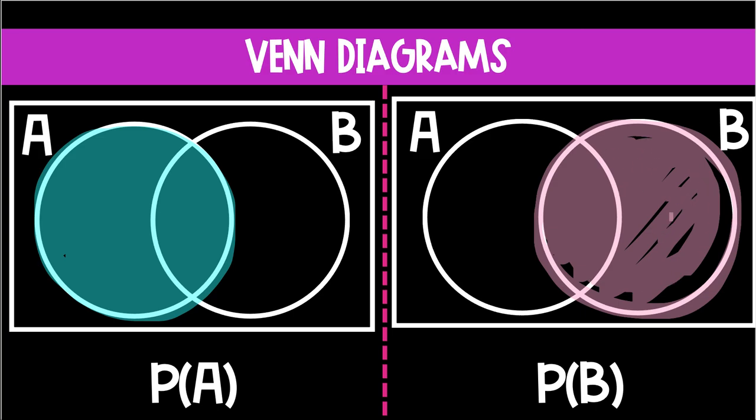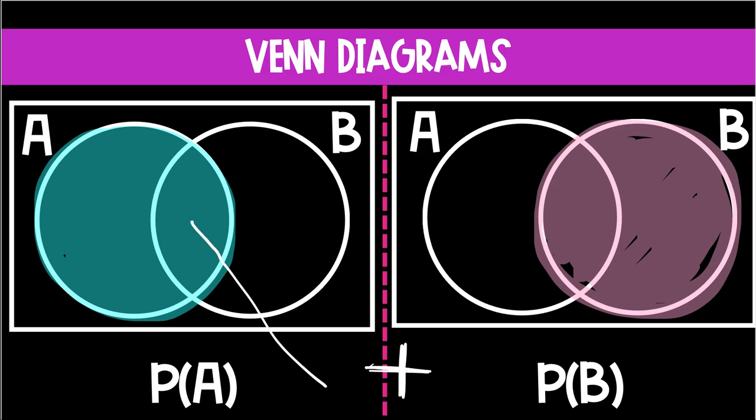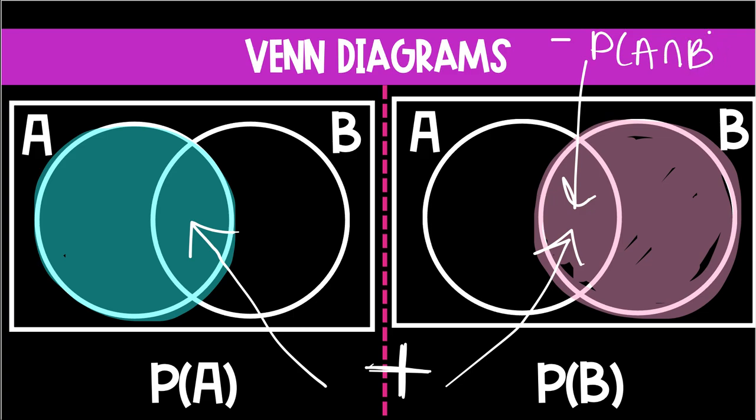When you add these two, the probability of A plus the probability of B, if you notice, we're counting this intersection twice. That's why we subtract one of them. That minus the probability of the intersection A and B. We don't want to count it twice.